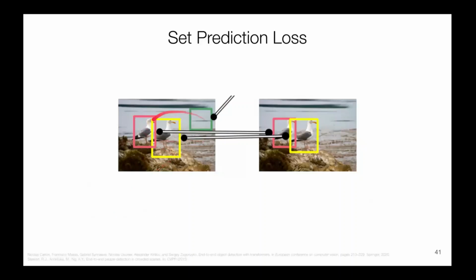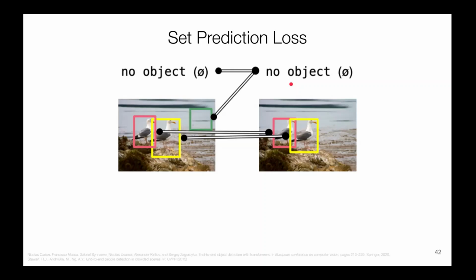We can see here the predictions on the left. Two of them are assigned to ground truth labels, but this green box here doesn't have a corresponding ground truth label. We're going to pad the ground truth labels with no object classes. Now, to account for class imbalance on the no object, we're going to tweak the weights lower, so that we can focus learning on the actual ground truth labels.